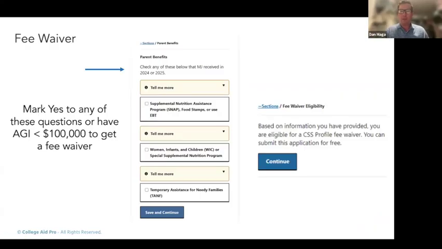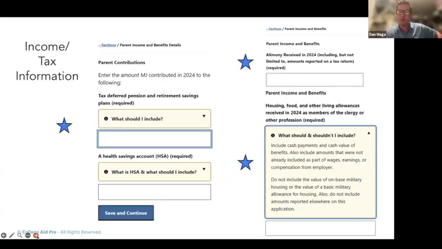If your income is below 100,000, good news is you're not going to have to pay a fee, as well as if you qualify for any of these benefits. So if you are qualifying for any of these federal benefits, you'll just check those boxes. This is not a required question, but it does help you if you qualify for these benefits. So that is a question that I would answer if you qualified for them.